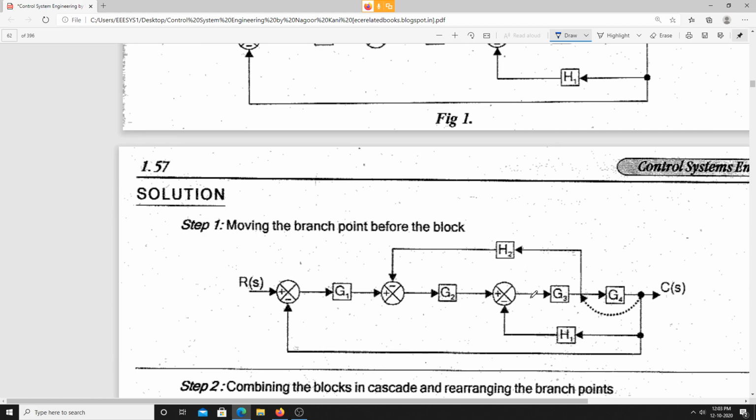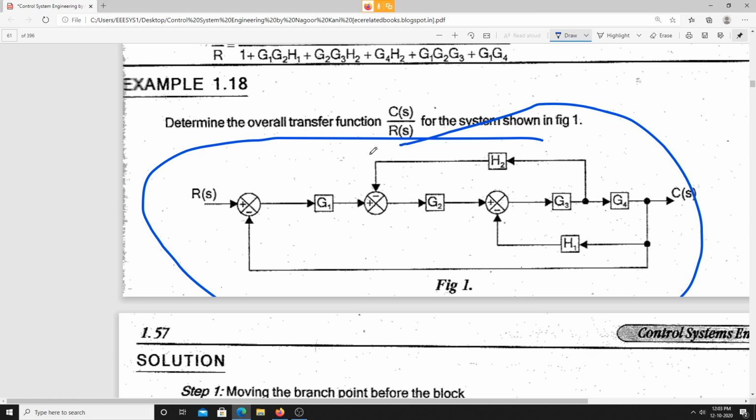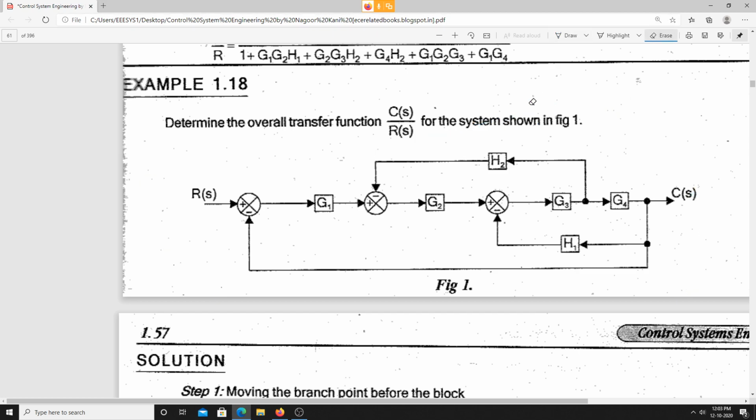One more problem here we are having. So this is the transfer function, this is the block diagram we are having. We are supposed to determine the overall transfer function of this particular block diagram, that is C of S by R of S. Just try this. Try this one, please, everyone. What are we supposed to do first of all?